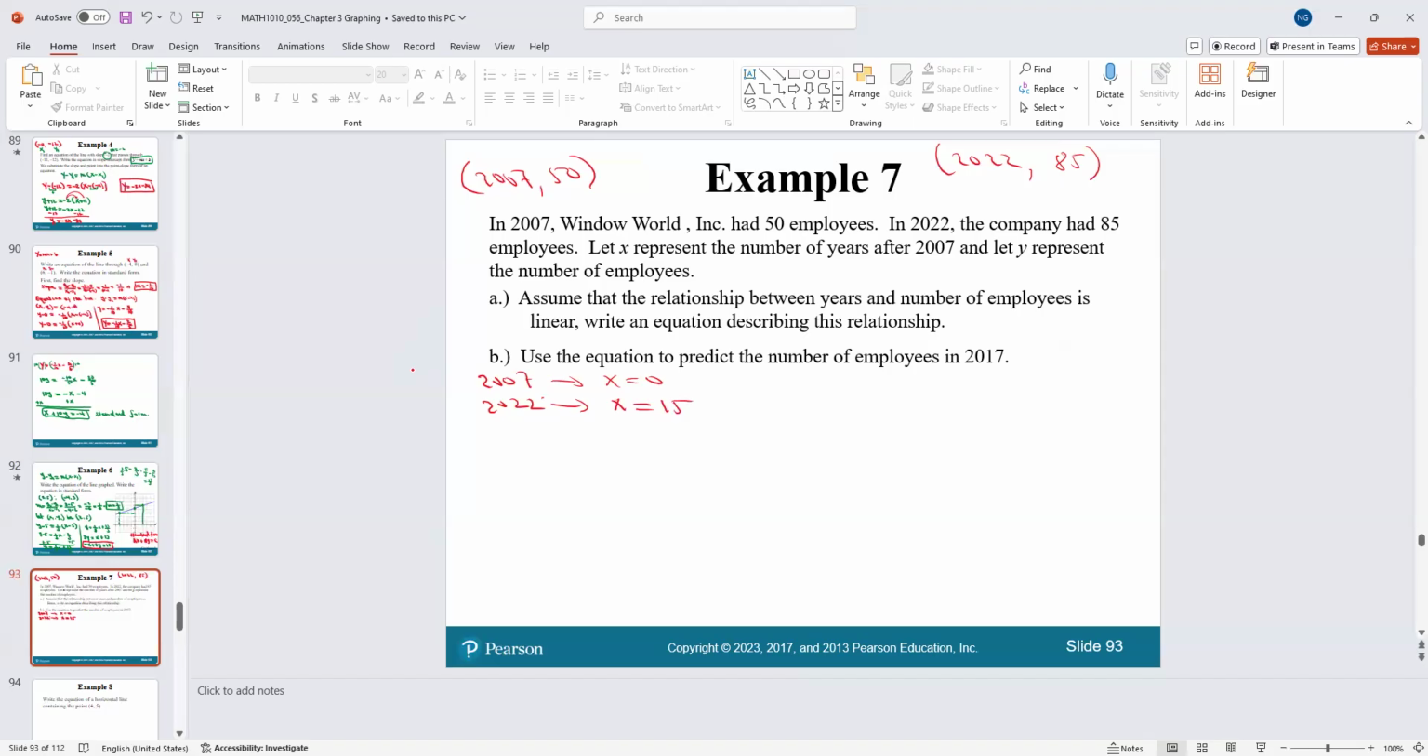The 2 points you can use at this point are: when X is 0, Y is 50, and when X is 15, Y is 85. Here we go. We obtain our 2 points, and we will be using these 2 points to find the slope and write the equation using the equation of the line formula. Now, with these two, what would be the slope?